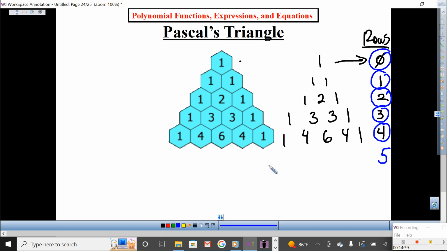All right, let's see what you get, Jessica. Go. 1, 5, 10, 10, 5, 1. Hands if you got that. That is correct. Okay, now that we got the pattern, show me row 6.